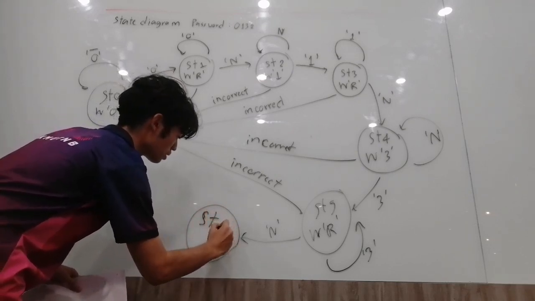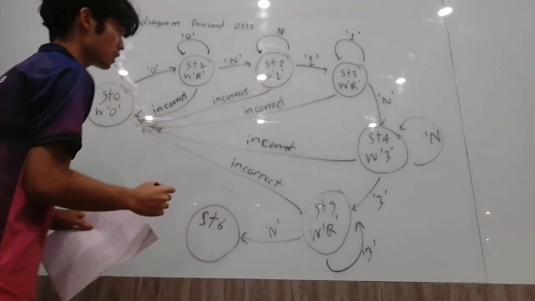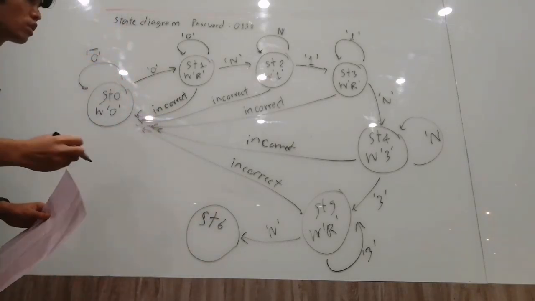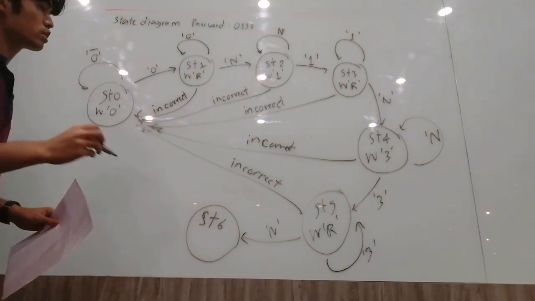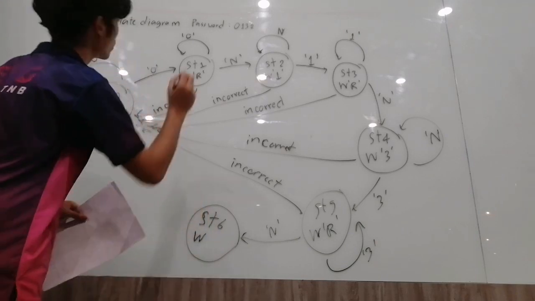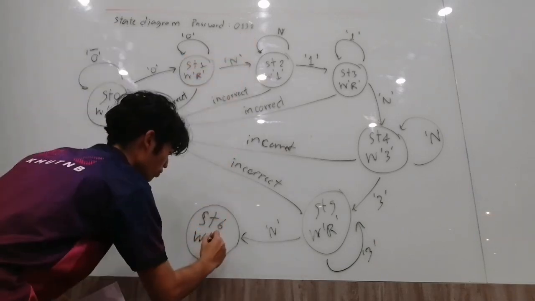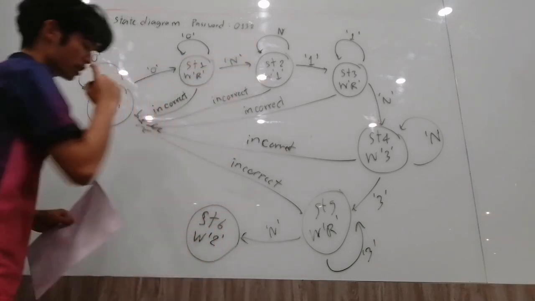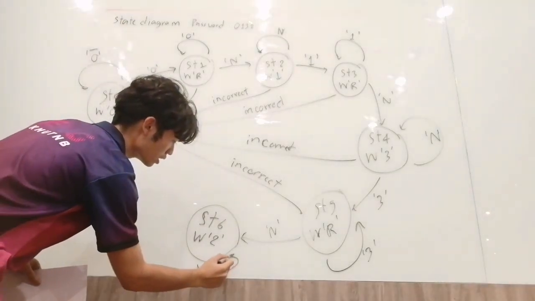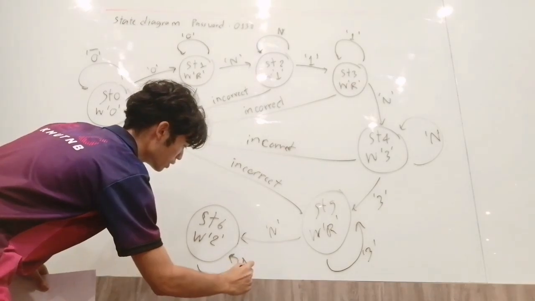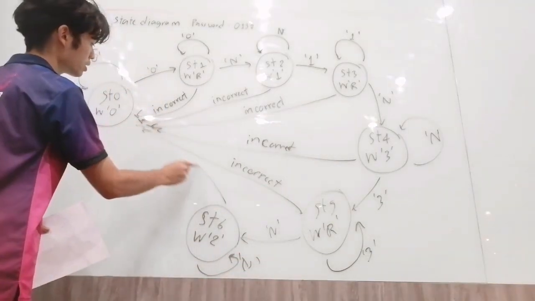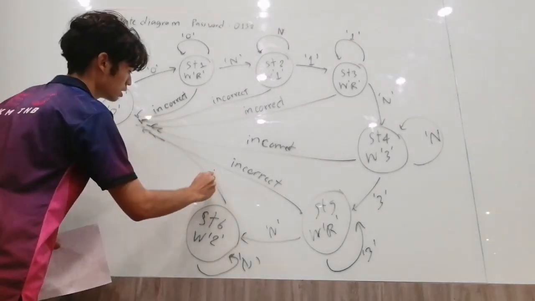State 6 is wait for the last word of the password, which is 2. If we didn't push it, it's still in this state. No press, didn't push it. If we push it incorrectly, it goes to state 0. Incorrect.